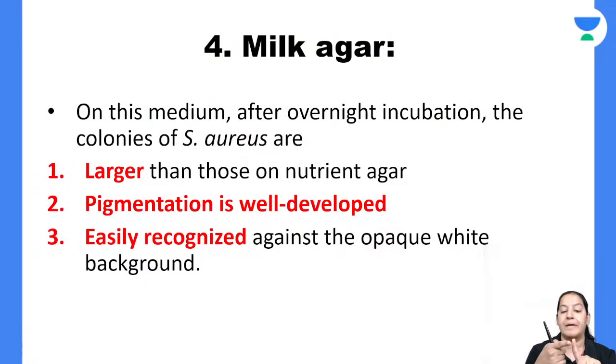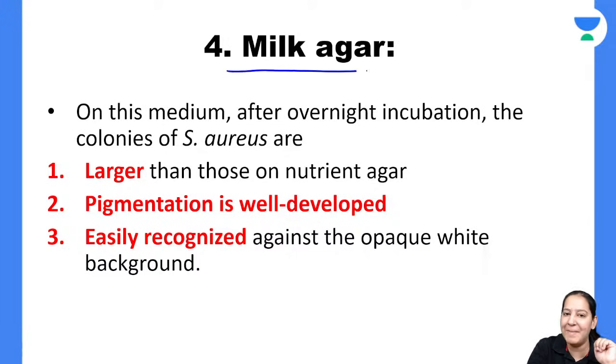So we have done the nutrient agar: oil paint appearance, golden yellow colonies. We have done the blood agar. On blood agar, it is beta hemolysis, not alpha, not gamma. The third is the MacConkey agar, pink color colonies due to lactose fermentation. The fourth one is the milk agar.